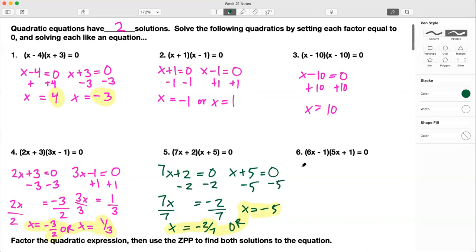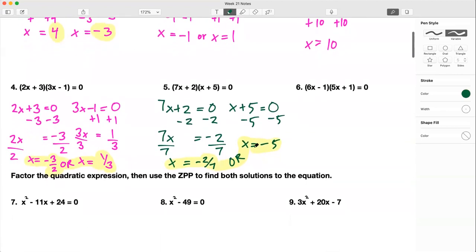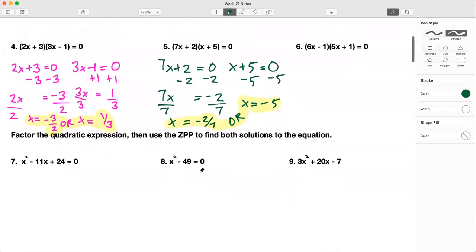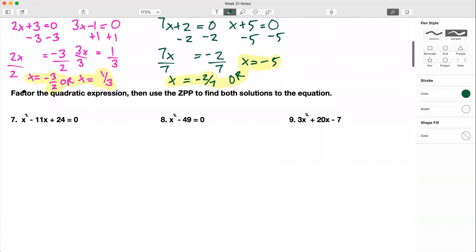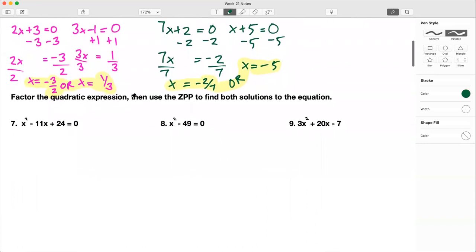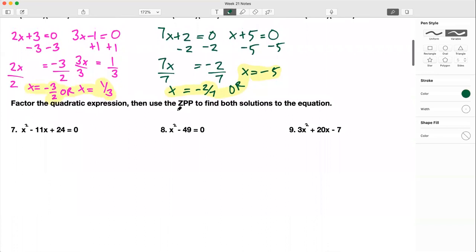Okay, and I'm just going to leave number 6 for you to do in class. All right, so what we're going to do now is factor the quadratic expression like we've been doing, then use the zero product property to find both solutions to the equation.